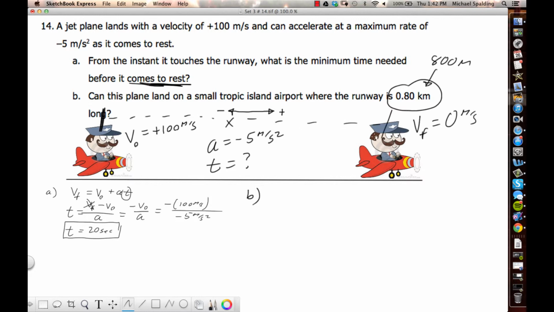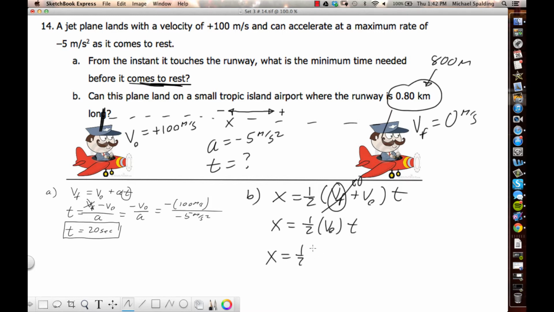What's the stopping distance? Okay, so the equation I would use here, a real nice one, there are multiple equations, I would go X equals 1/2 (V final plus V initial) times T. That's the second equation. What is V final? 0. So we're left with X equals 1/2 V initial times T. So now we plug numbers in. V initial was 100. T is 20, we just calculated that. So this is going to be 1,000 meters.